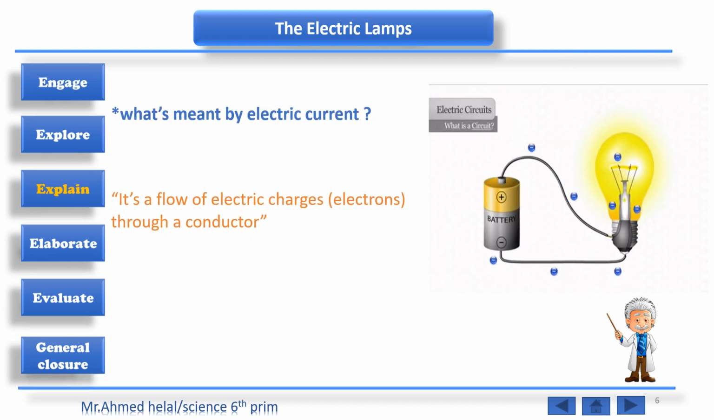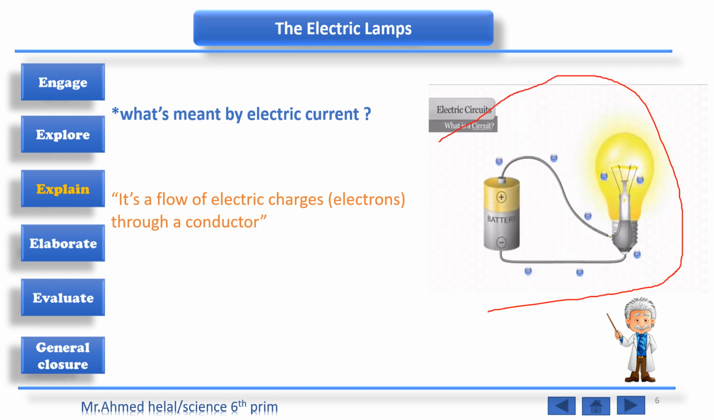And now we have a question: what is meant by electric current? To answer this question, let's have a look at this electric circuit. This charge is called the electric current. So the electric current is a flow of electric charge or electrons through a conductor. This wire is the conductor.